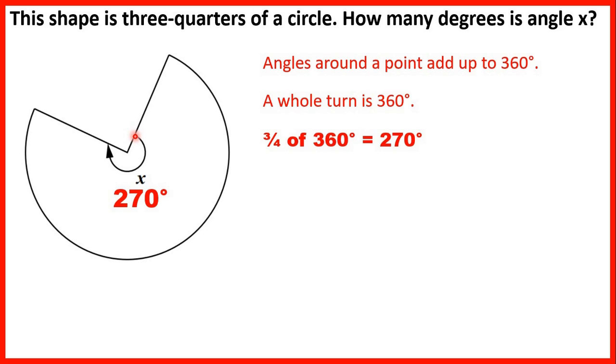The other way would be to spot that if angle X is 3/4 of a turn, we have 1/4 of a turn here, and 1/4 of a turn is 90 degrees. So if we subtract 90 degrees from 360, because 360 is the total of angles around a point, again we get 270.